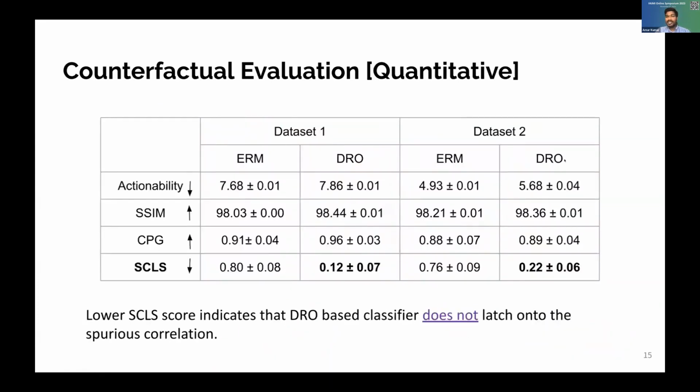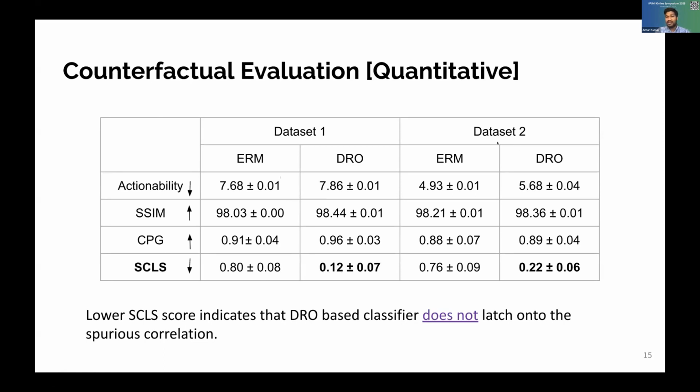In terms of the quantitative result, based on the scores that were explained earlier, if you look at the standard scores, which are actionability, SSIM, and counterfactual prediction gain, there is not much difference between ERM and DRO, which shows our point that they do not address the concern that we want to take a look at. However, if we take a look at the score that was proposed by us, SCLS, a lower SCLS score is better. If we take a look at the ERM, the score is 0.80, which is way higher compared to the score received from DRO, which is 0.12.